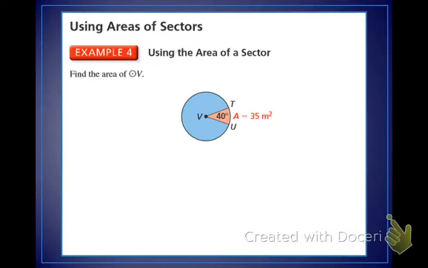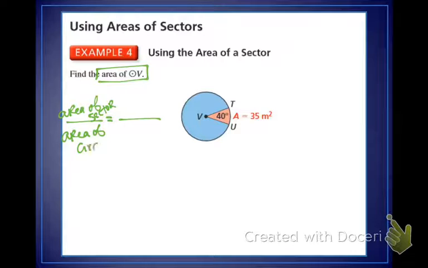Okay? So I'm going to do one more with you, and then you're going to do 2 by yourself. This is different. This is using the area of a sector. It says find the area of circle V. So am I finding the area of a part of it or the whole thing? Of the whole thing. We're going to use the same formula, the area of the sector over the area of the circle equals the measure of an arc out of 360. So same formula.